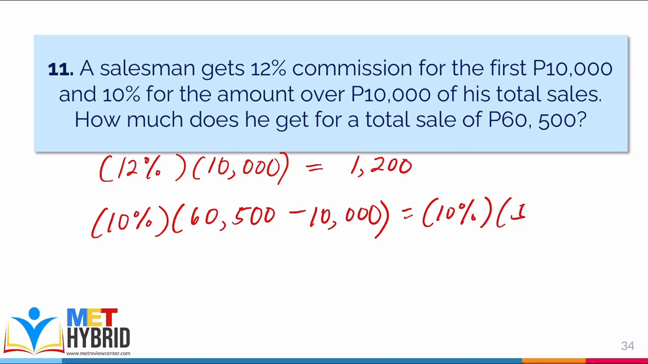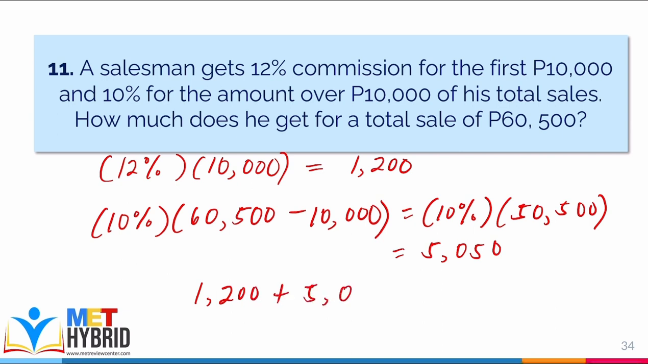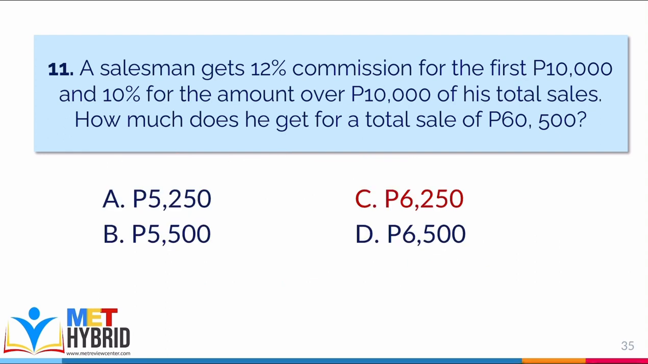This is equal to 10% times 50,500. 10% of 50,500 is 5,050. We then add the two commissions to solve for the total commission for the sale of 60,500. 1,200 plus 5,050 therefore is 6,250. The answer to the question is C, 6,250.